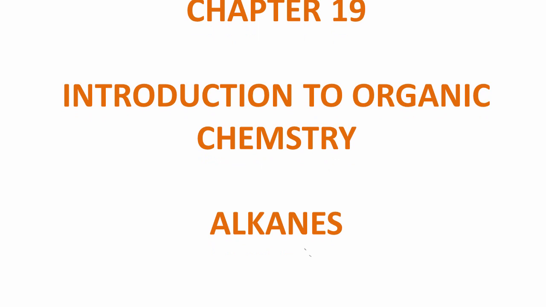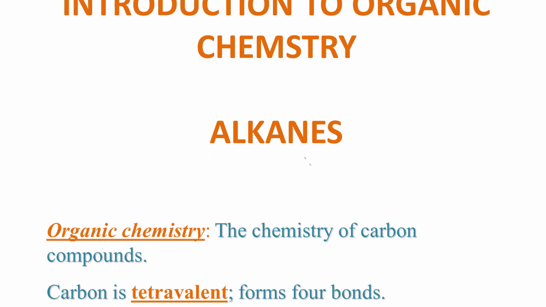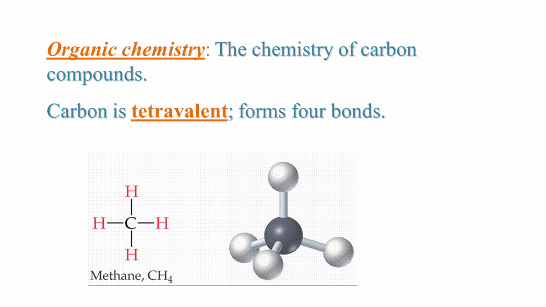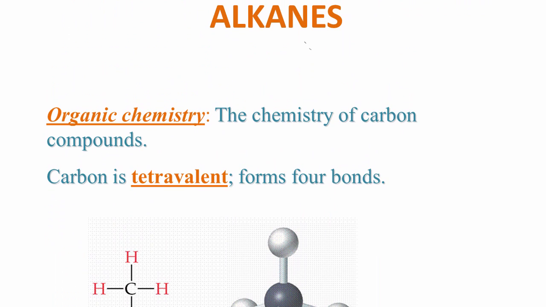So let's go ahead and start with chapter 19, and this is just an introduction to organic chemistry, and we're also going to talk about a family of compounds called alkanes. Let's go ahead and define organic chemistry. Organic chemistry is defined as the chemistry of compounds that contain carbon. So all compounds that contain carbon are considered organic compounds.